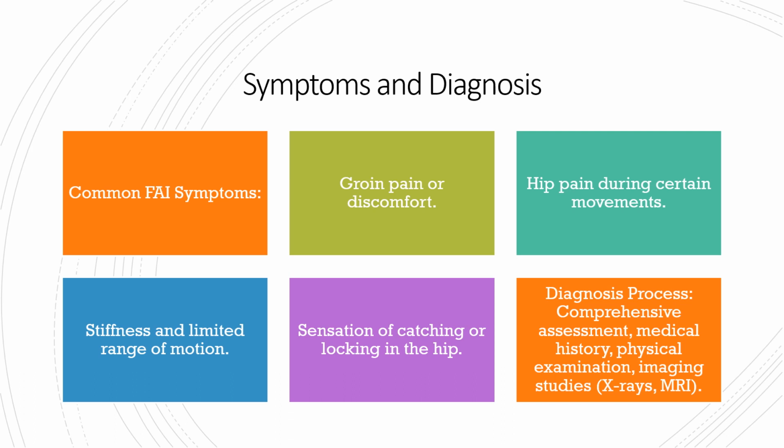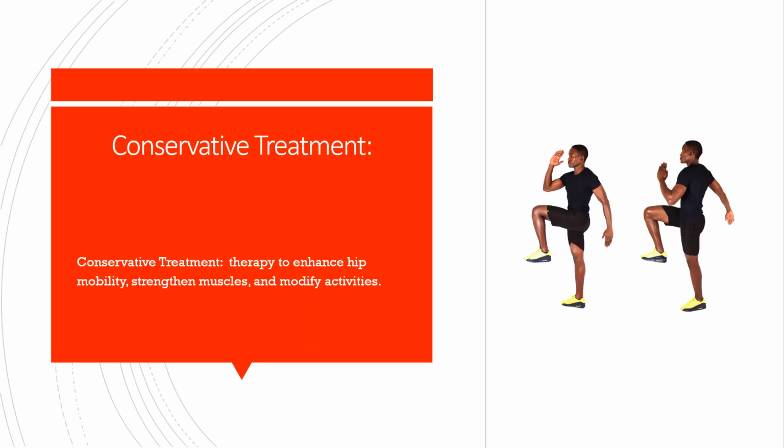When diagnosing FAI, normally you have to have a comprehensive assessment, including medical history, a physical examination, and we can use imaging tools such as X-rays and MRIs. These tests can help identify the type and the severity of impingement, and this can all contribute to an accurate diagnosis. So how do we treat an FAI?